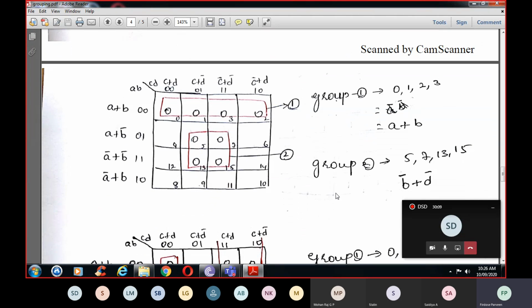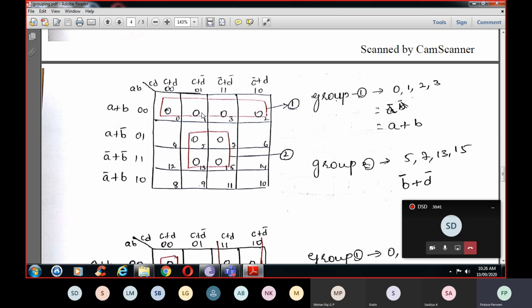Now 4 cell grouping. 0 is adjacent to 1, 1 is adjacent to 3, 3 is adjacent to 2. So I'll put it in one group and I will name it as group 1. In the same way, I will group cell number 5, cell number 7, 13 and 15 as one group, and I will name it as group 2. Okay, so group 1 corresponds to which cell numbers? It is 0, 1, 2, 3.